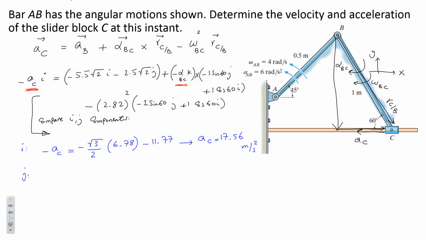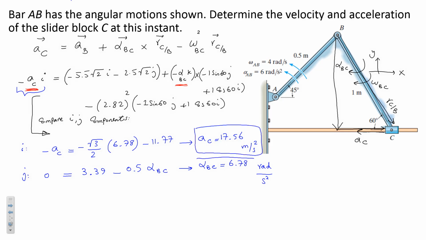If you compare the j components, we have no j components in the left hand side of this equation, so it's 0. On the right hand side we have 3.39 minus 0.5 alpha BC. That gives alpha BC equal to 6.78 radian per second square. We see that both AC and alpha BC are positive numbers. That means the assumptions that we made initially are the right assumptions for the direction of these two parameters.